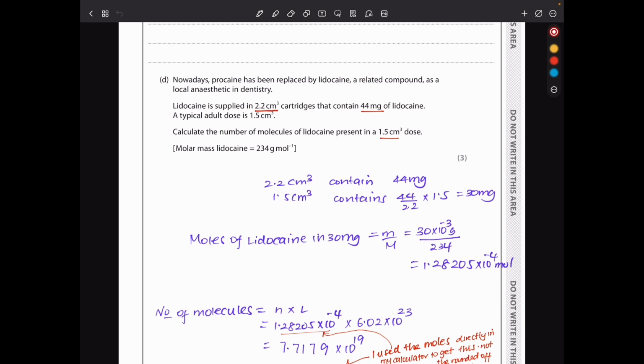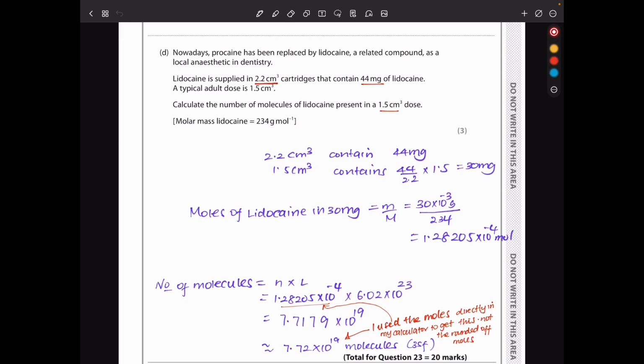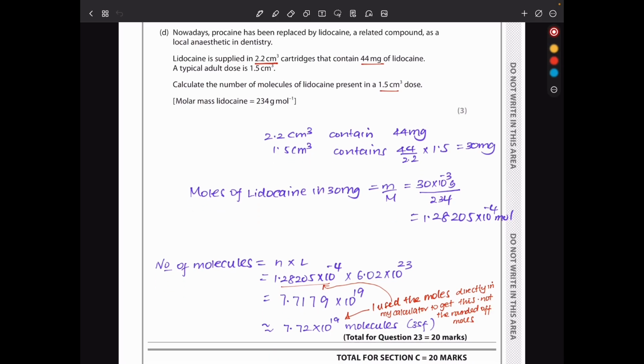Then in part D, nowadays procaine has been replaced by lidocaine, a related compound, as a local anesthetic in dentistry. Lidocaine is applied in 2.2 cm³ cartridges that contain 44 milligrams of lidocaine. A typical adult dose is 1.5 cm³. Calculate the number of molecules of lidocaine present in a 1.5 cm³ dose. They've given us the molar mass of lidocaine. 1.5 is going to contain 44 divided by 2.2 times 1.5, giving us 30 milligrams.